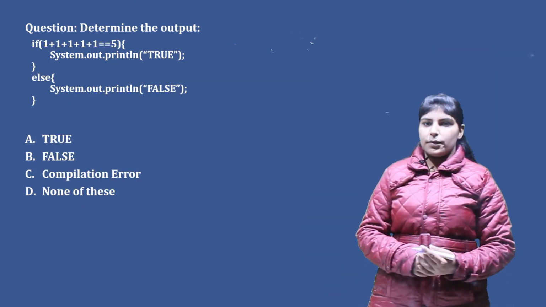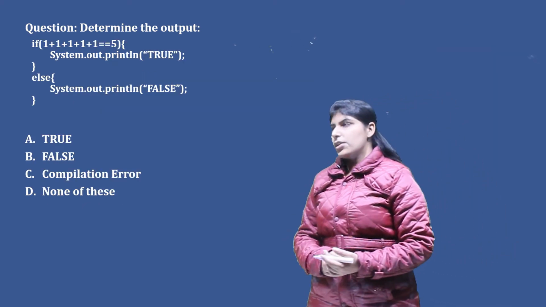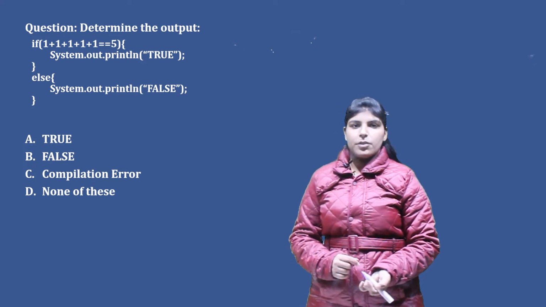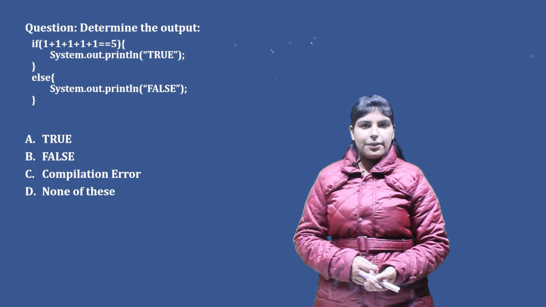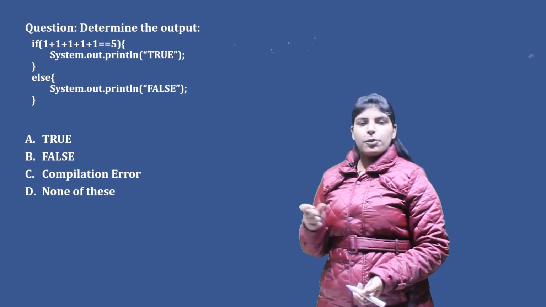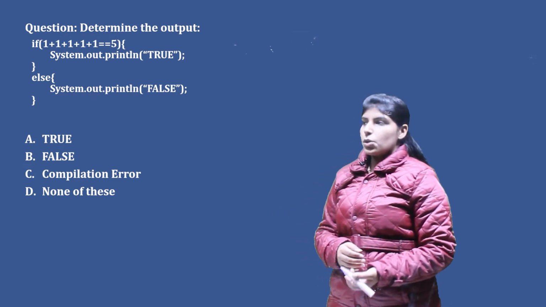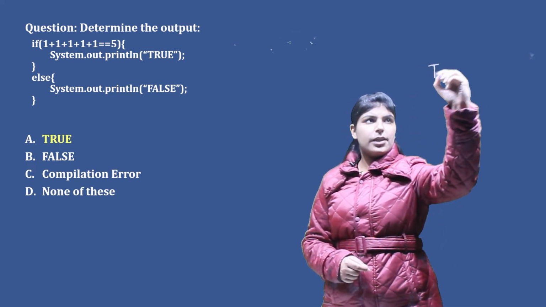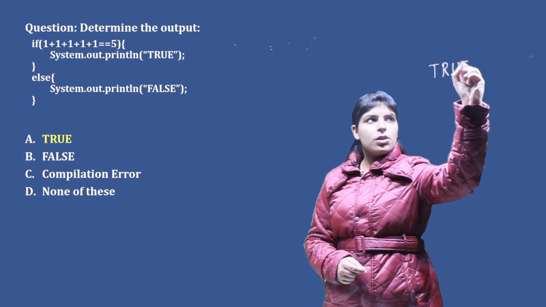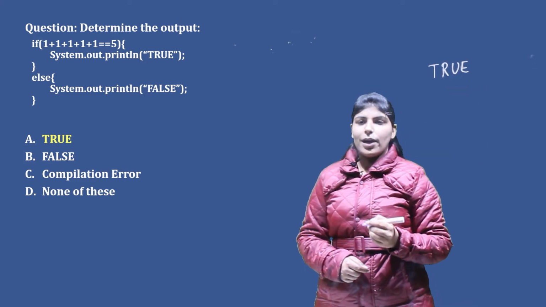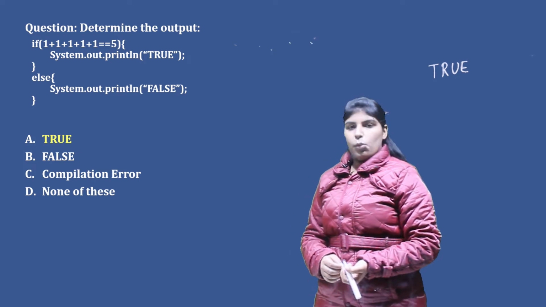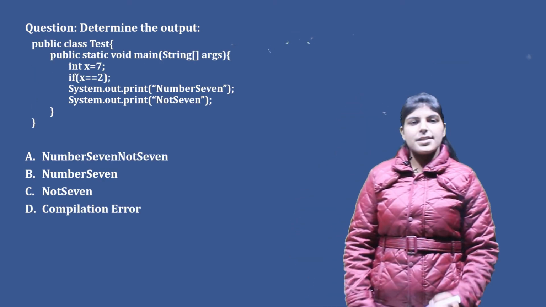So let us see the next question. Here in the if statement, I have a condition 1 + 1 + 1 + 1 + 1 == 5. So if I add all the ones on the left hand side, I will get 5. 5 equal to 5, it will be true. So I will enter the if block and true will be printed on screen. So the output is true. So now since the if statement is true, I will not enter the else block. So the output of this code will be true. So let us see the next question.